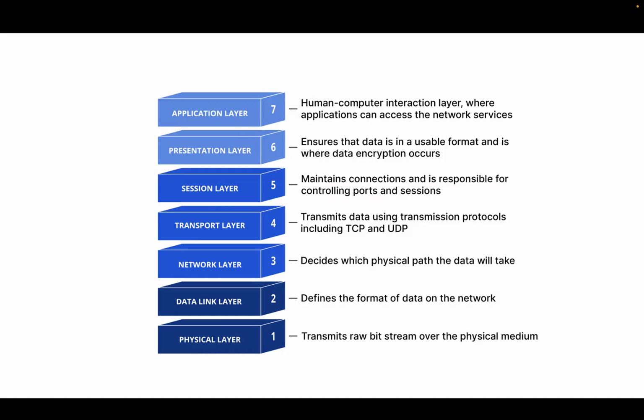Data starts at the top layer, the application layer, then moves downward through the stack, and eventually it becomes electronic signals, light pulses, or radio waves moving across the network. Once it gets to the destination, that process reverses. Data climbs back up the layers until the receiving application can use it.